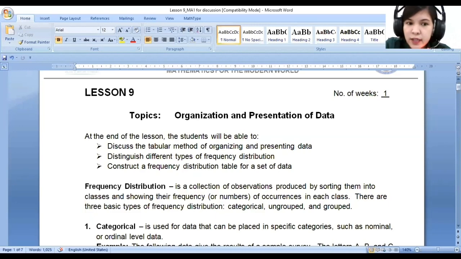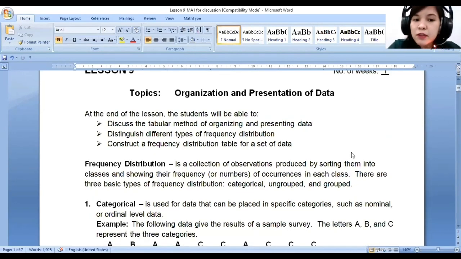So in this lesson, you will be able to discuss the tabular method of organizing and presenting data, then distinguish different types of frequency distribution, and lastly, construct a frequency distribution table for a set of data. So what is a frequency distribution? A frequency distribution is a collection of observations produced by sorting them into classes and showing their frequency or numbers of occurrences in each class.